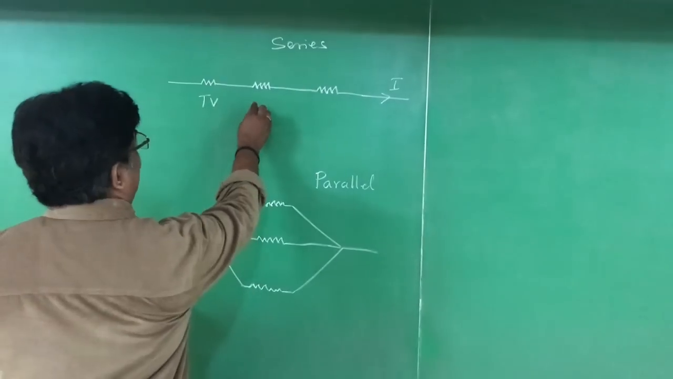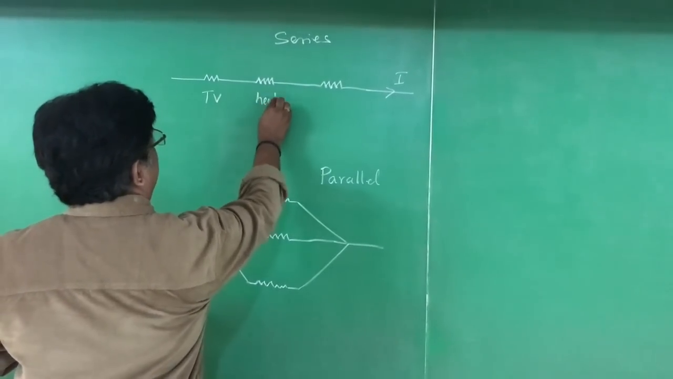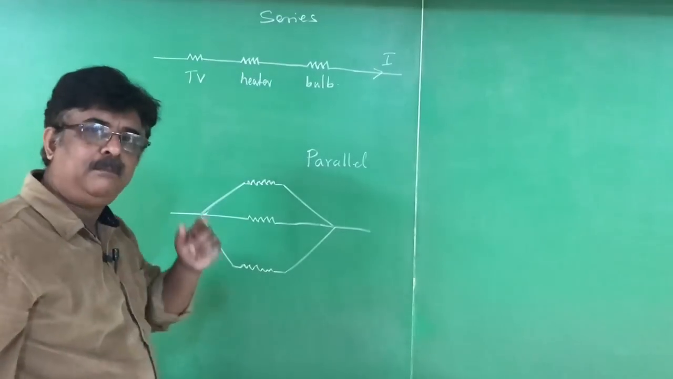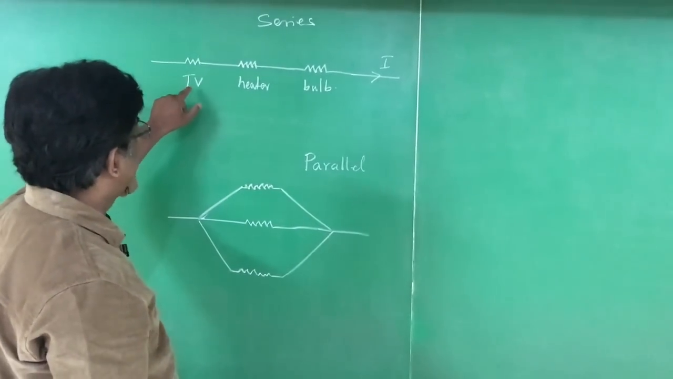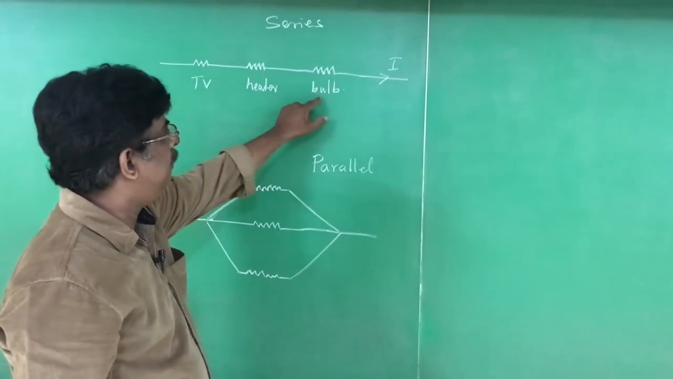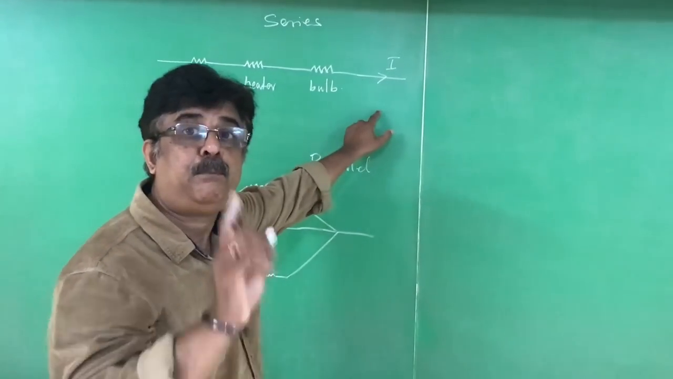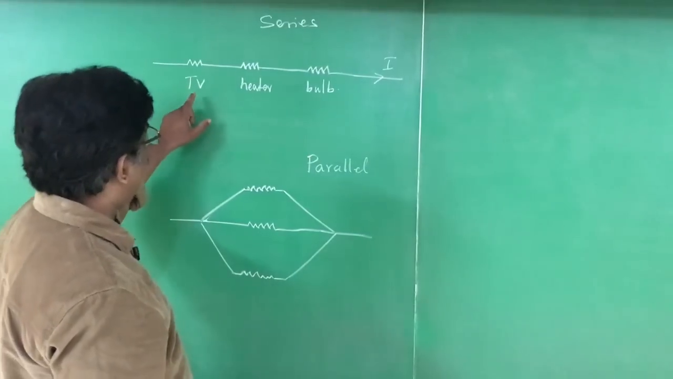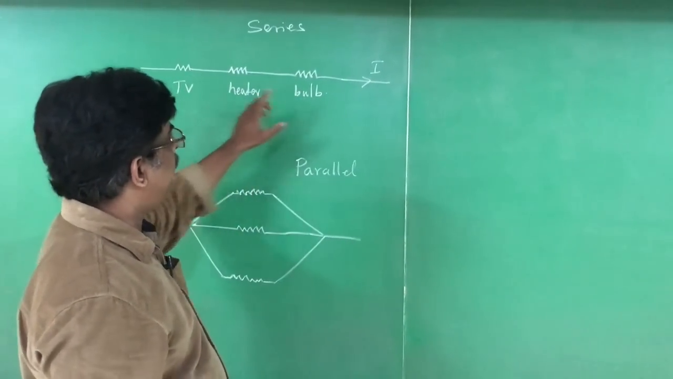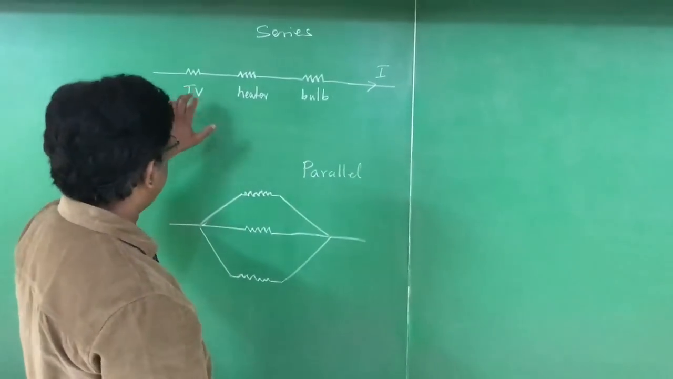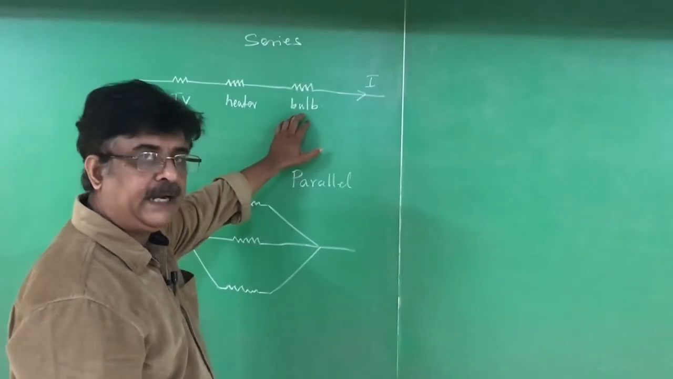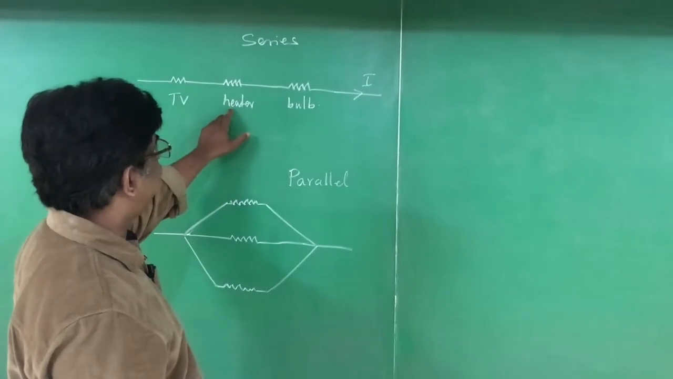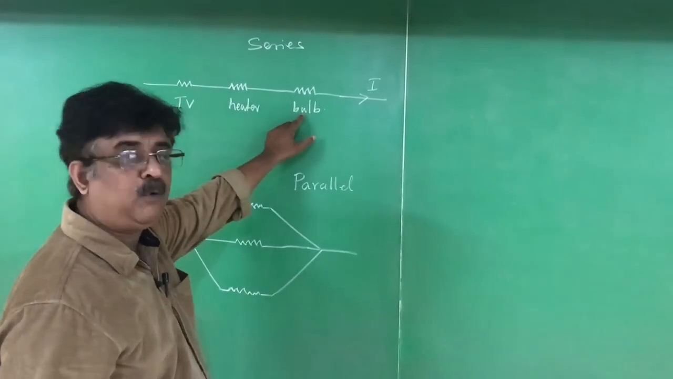And this is what is known as a heater. And this is a bulb. Can you imagine? We connect a TV, heater and a bulb in series. Impossible. Practically it is impossible. Why? Because when you connect a TV, heater and bulb in series, all of them get the same amount of current. Suppose the current supplied is sufficient for the heater, the bulb is going to burn out.